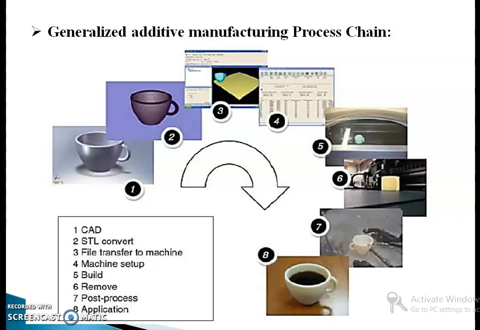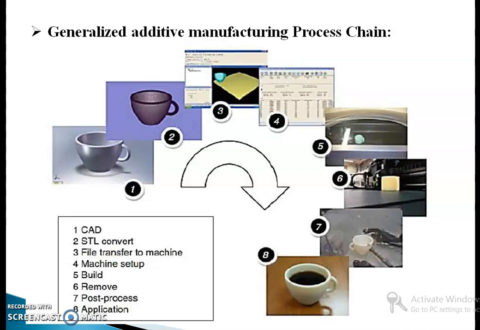Now this slide indicates the generalized additive manufacturing process chain. There are a total of 8 pictures mentioned in this slide. First is the CAD model, second is STL conversion, third is file transfer to the machine, fourth is machine setup, fifth is build parameters, then sixth is related to the removal, seventh is post process, and the last one is the applications.